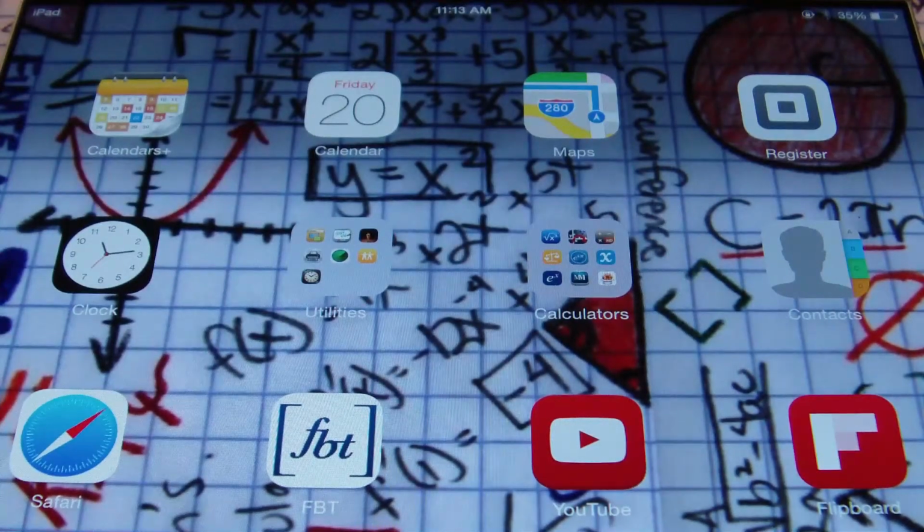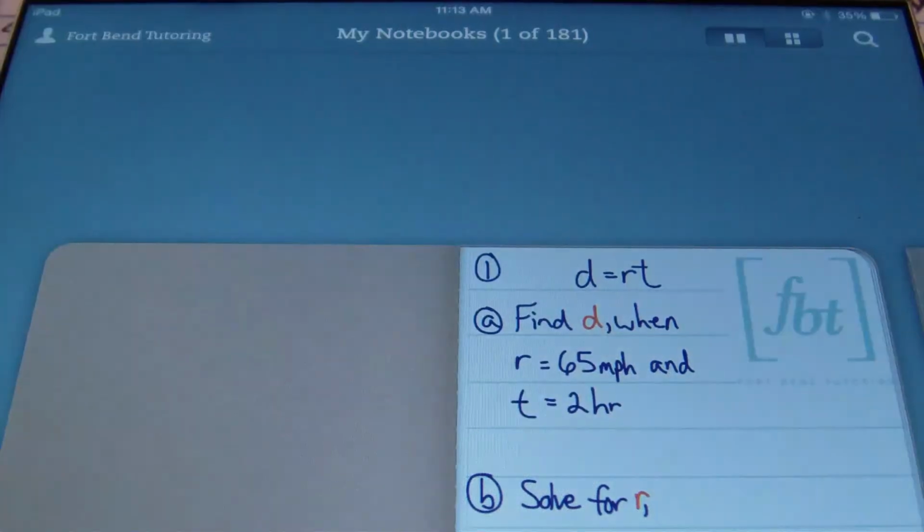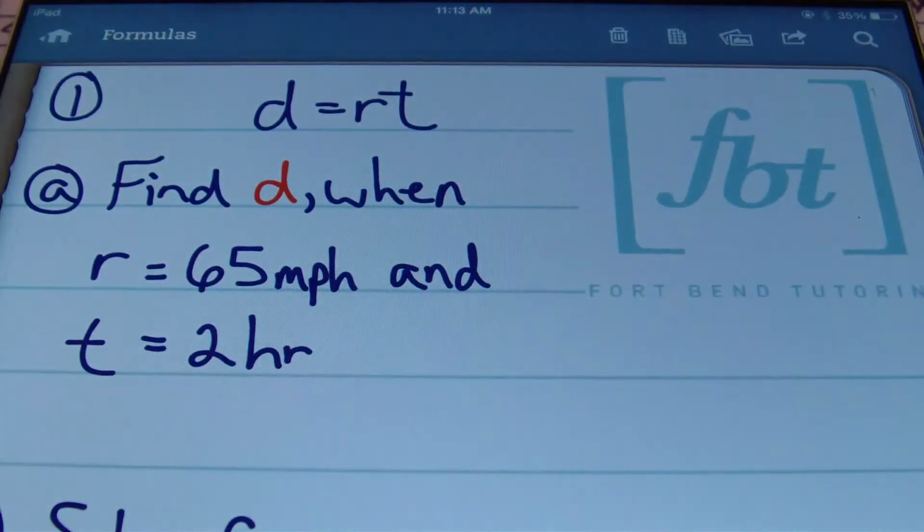Hello ladies and gentlemen, this is Mr. Witt with Fort Bend Tutoring, and today's tutorial is going to be about formulas. When you speak of formulas, you're talking about equations with purpose. That's right, when you're dealing with a formula, you're just dealing with a regular equation that may have one or many variables that has a purpose.